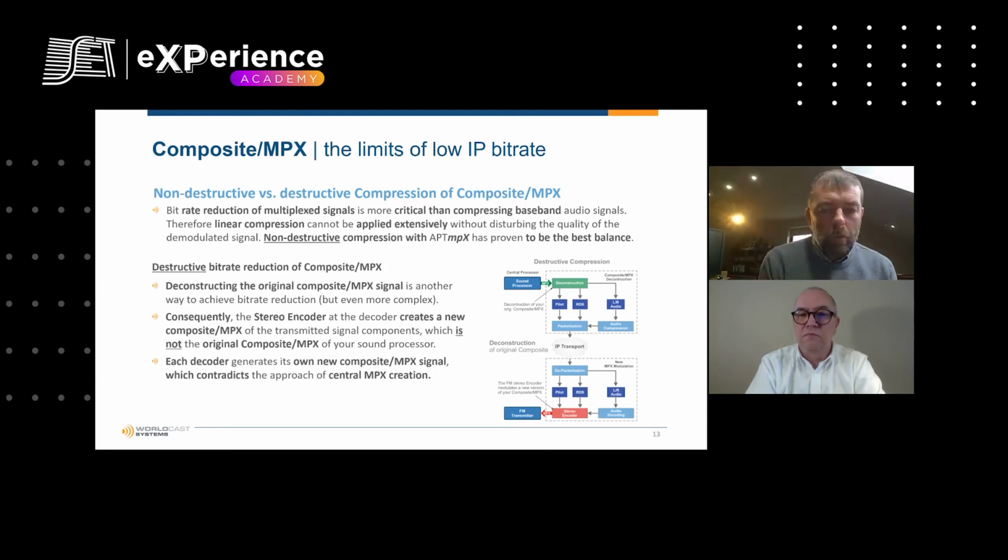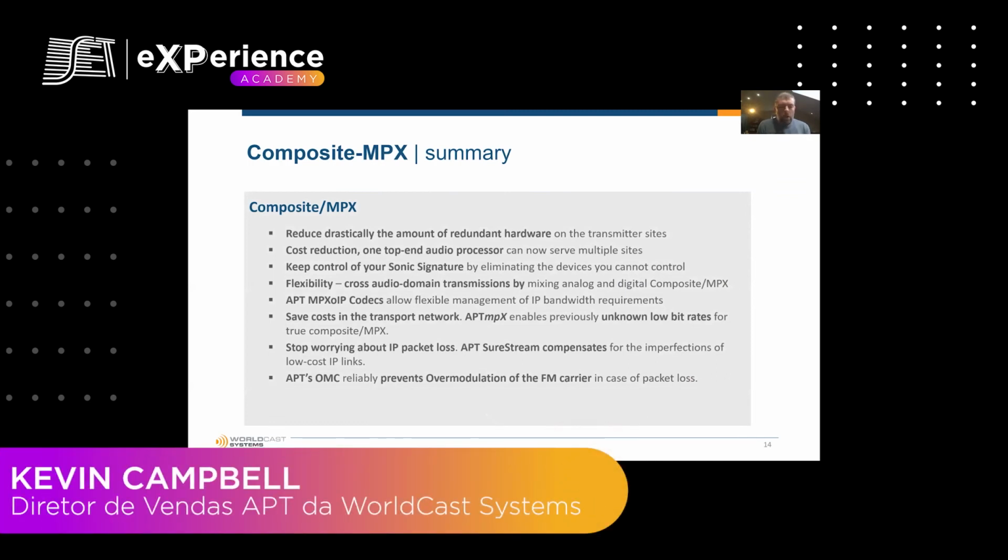far side. With the competing technologies, they're actually stripping the signal apart and then running the audio component through a psychoacoustic algorithm, thereby creating the compression in that way. So it's a completely different approach, and one that is absolutely not non-destructive, whereas the APT-MPX is completely non-destructive. So what you put in is what you get out at the far side, and your sonic signature is absolutely 100% intact. So in summary then, composite MPX.